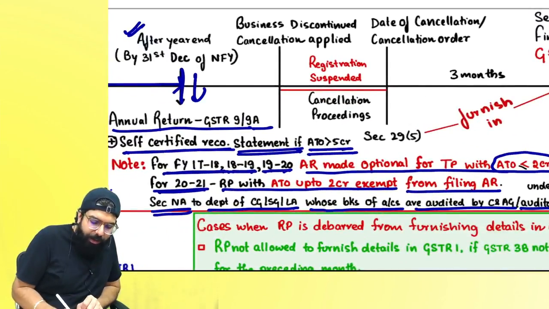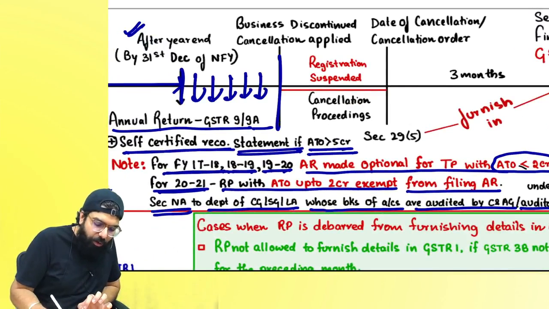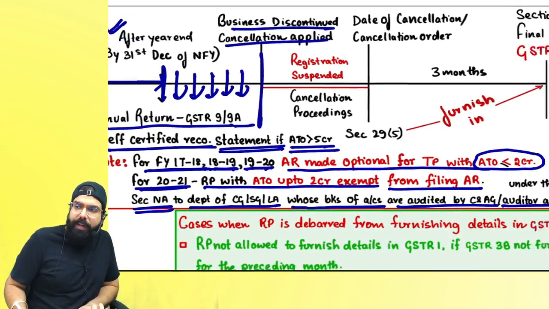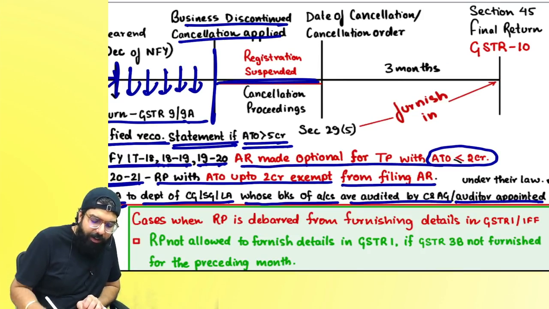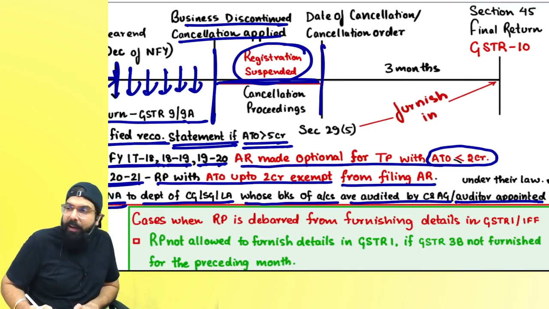Now, you kept on filing monthly return, annual return, monthly return, annual return. You got tired and you told, sir, I want to discontinue my business and cancel my registration, then your cancellation proceedings will start and registration will be suspended.